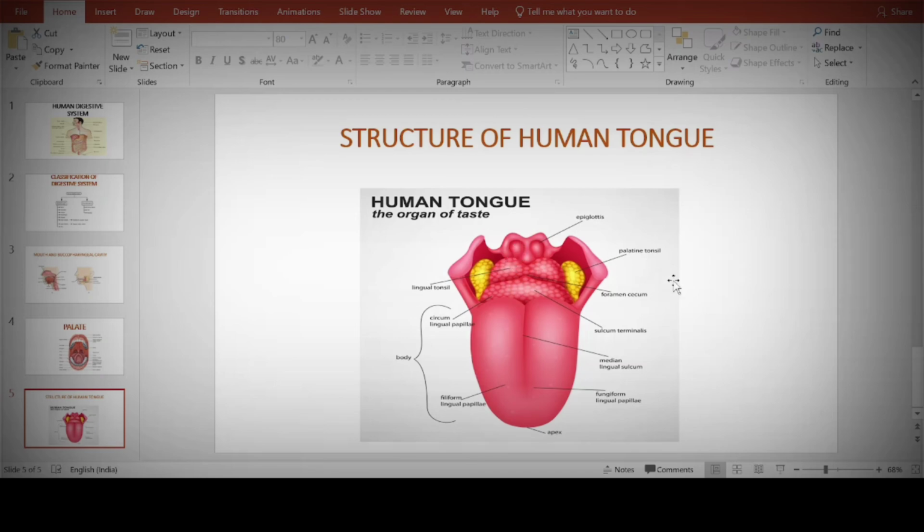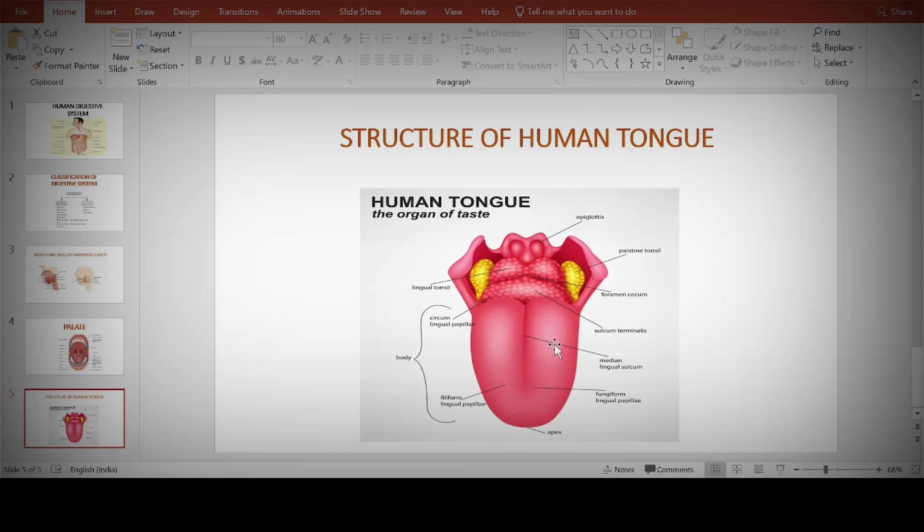Okay, moving forward, as we discussed, there are three types of papillae, or you can say taste bud receptors. One is the fungiform papillae, as you can see in the video. The second is the filiform type. Then we have the circumvallate papillae.